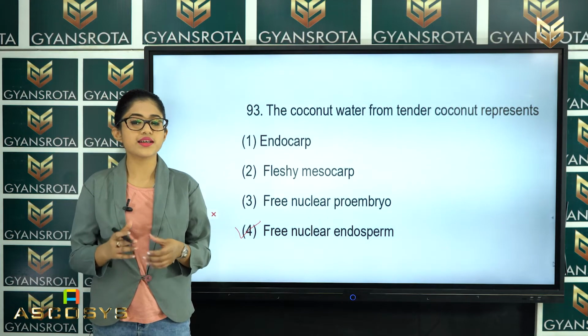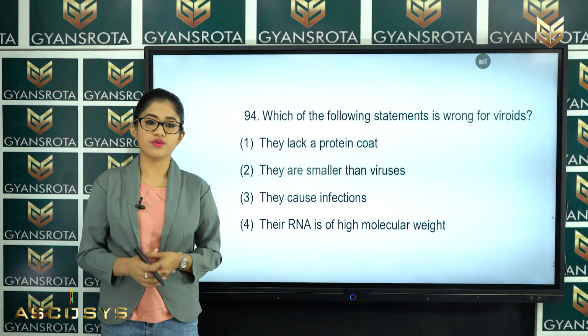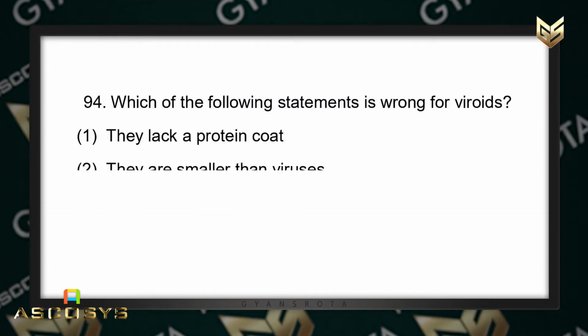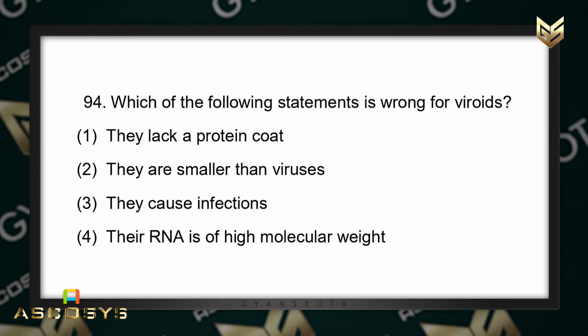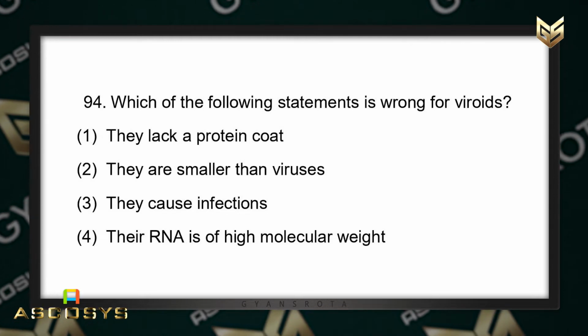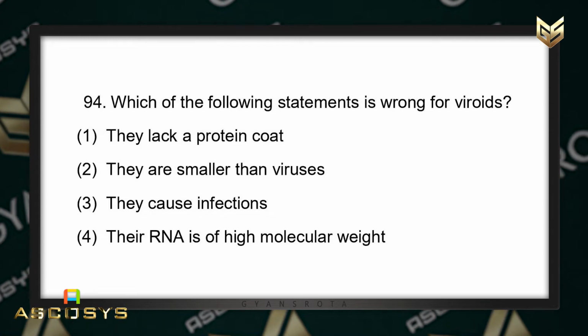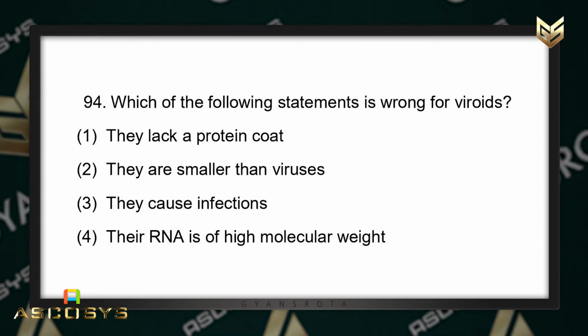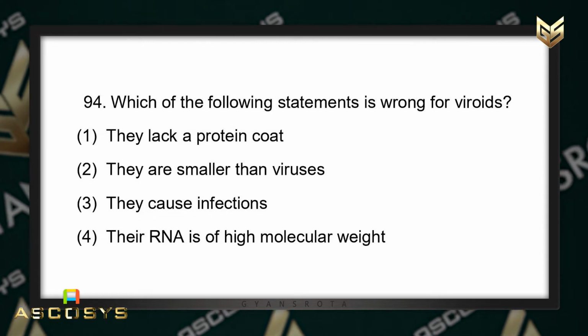Now let's see what's there in the next question. The next question is question number 94. Which of the following statements is wrong for viroids? Option 1 is they lack a protein coat. Option 2 is they are smaller than virus. Option 3 is they cause infections, and option 4 is their RNA is of high molecular weight.